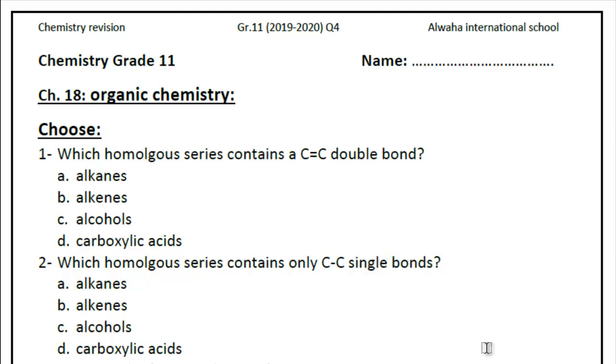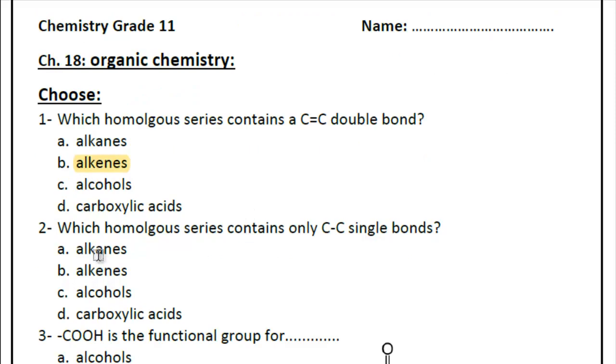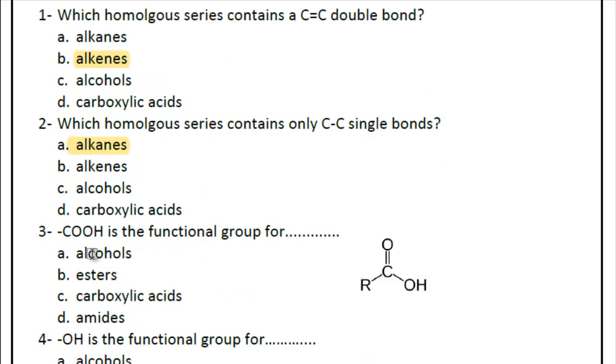Today we will answer together our revision sheet, and we will start with chapter 18, organic chemistry. It asks which homologous series contain a carbon-carbon double bond: the alkenes, which contain the carbon-carbon double bond. Number 2, which series contain a carbon-carbon single bond: the alkanes, which contain the single bond.